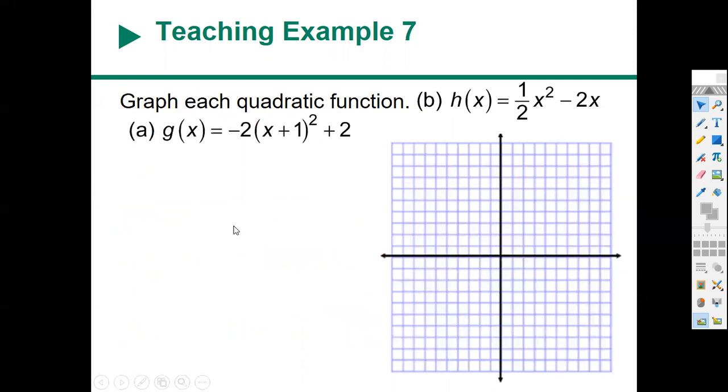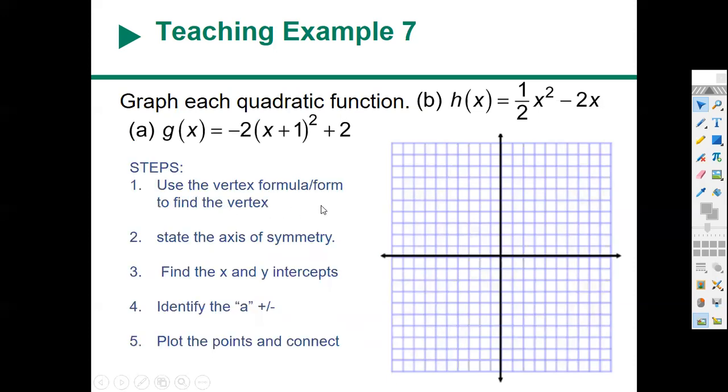All right. Graphing. So being able to graph the quadratic. So we're going to go through how to graph a quadratic. Now, when you are graphing the quadratic, there are steps. So if you're in vertex form, you're going to find the axis of symmetry, find your x and y intercepts, decide if A is positive or negative, and then plot the points and connect. So these are the steps we go through for graphing.